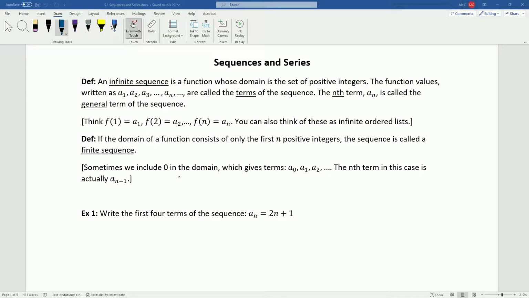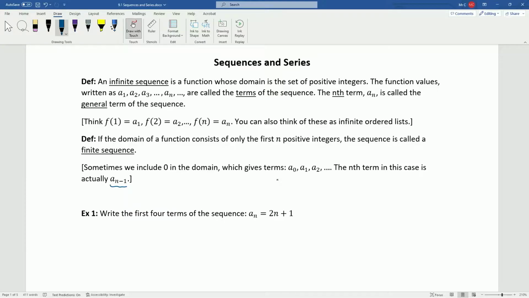And sometimes we include 0 in the domain, which would have us start at a sub 0. So a sub 0, a1, a2. So that's usually for things like programming, for example, when you write programs, because you talk about things in terms of bits which are off or on, zeros or ones. Then you usually start initially with a 0 being your first term, so to speak. Now keep in mind, if you're starting with a sub 0, then the nth term in this case is actually a sub n minus 1, because you have that additional 0th term.